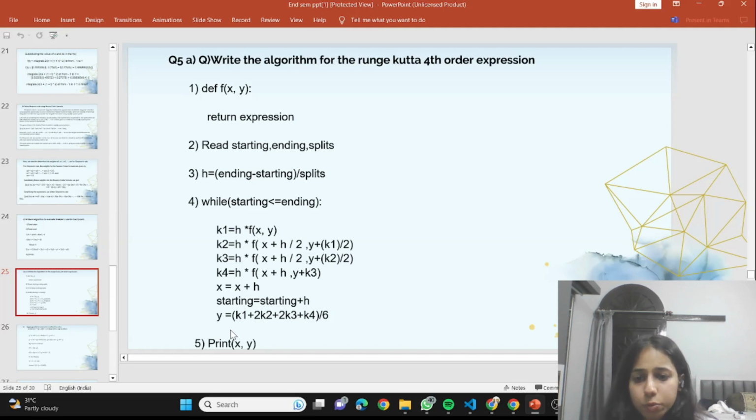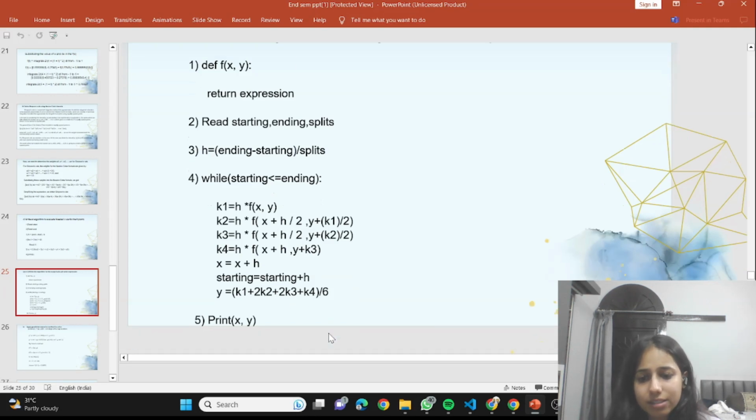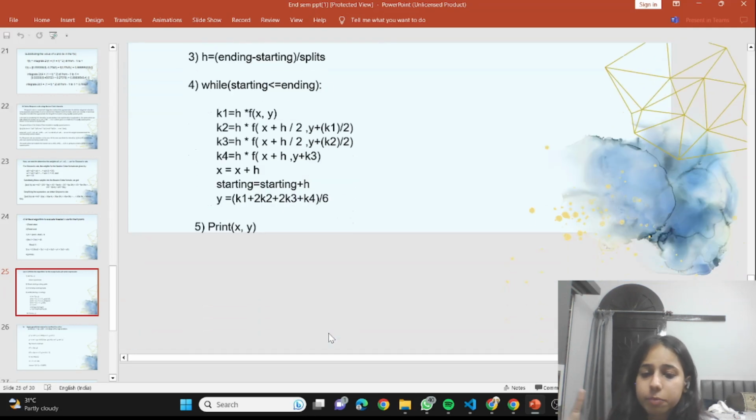This is the while loop. K1 is equal to h into f of x comma y. K2 is equal to h into f of x plus h by 2 comma y plus k1 by 2. K3 is equal to h into f of x plus h by 2 comma y plus k2 by 2. K4 is equal to h into f of x plus h comma y plus k3. x is equal to x plus h. Starting is equal to starting plus h. y is equal to k1 plus 2k2 plus 2k3 plus k4 divided by 6. We will print x comma y.